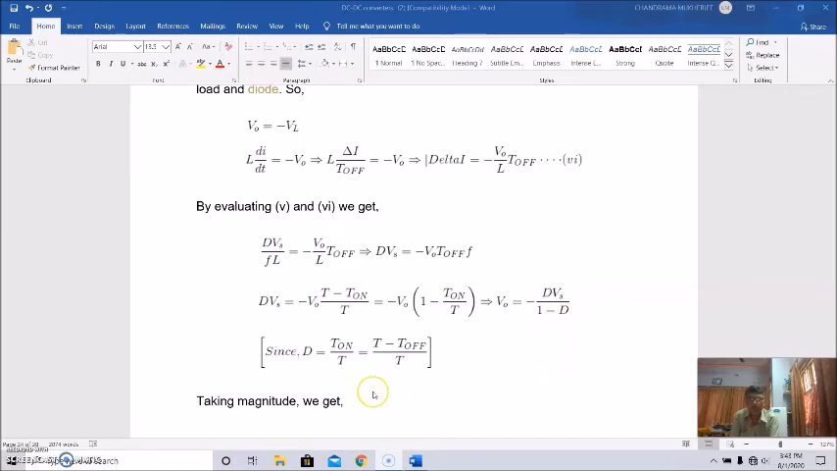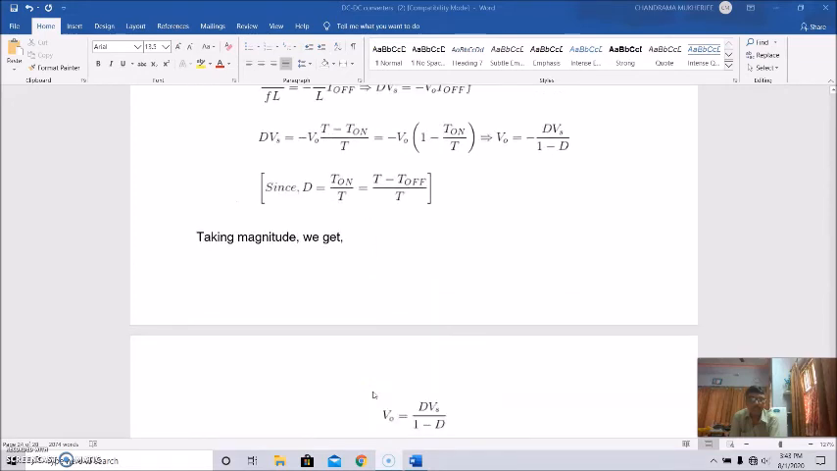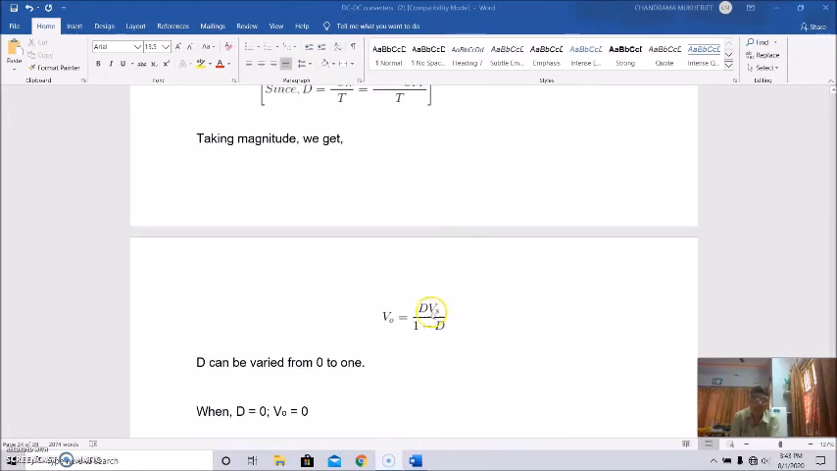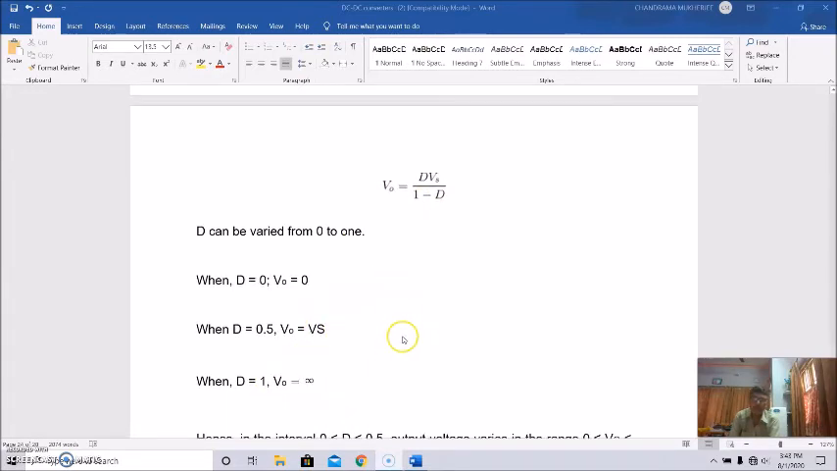Taking magnitude only, we get VO equal to D Vs by 1 minus D. Now this D can vary from 0 to 1. So when D equal to 0, the output voltage is 0. When D equal to 0.5, the output voltage will be the source voltage, and when D equal to 1, the output voltage will be equal to infinity.